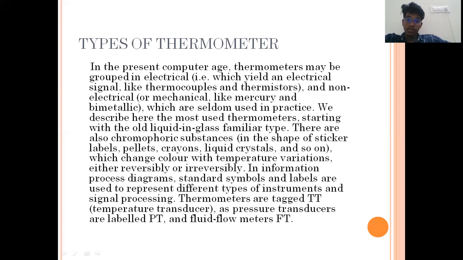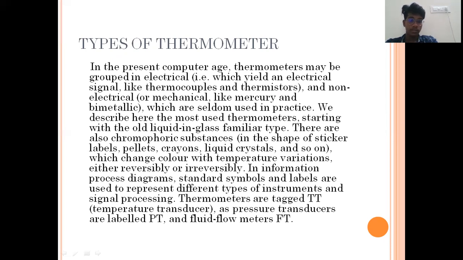We describe here the most used thermometers, starting with the old, familiar liquid-in-glass type, in which, in olden days, we had a glass thermometer with mercury inside it. When the temperature increases, the mercury rises, so that we get temperature readings from that liquid-in-glass thermometer. There are also chromophoric substances in the shape of stickers, labels, pellets, crayons, liquid crystals, and so on, which change color with temperature variation, either reversibly or irreversibly.